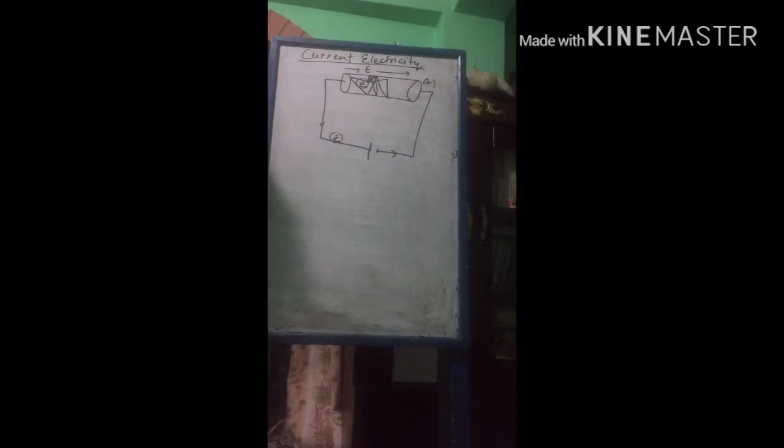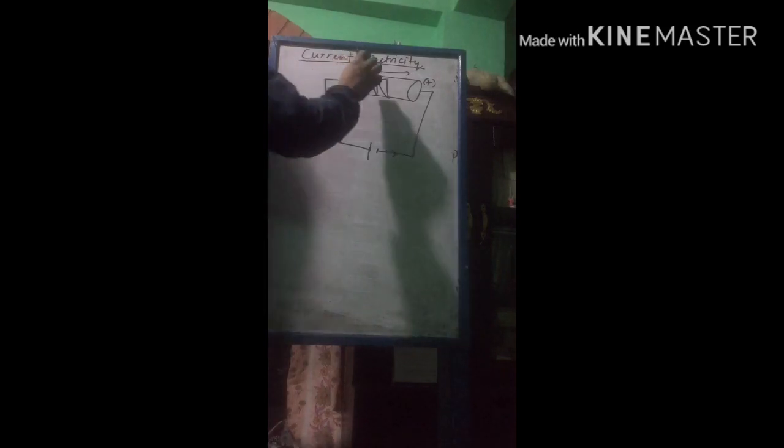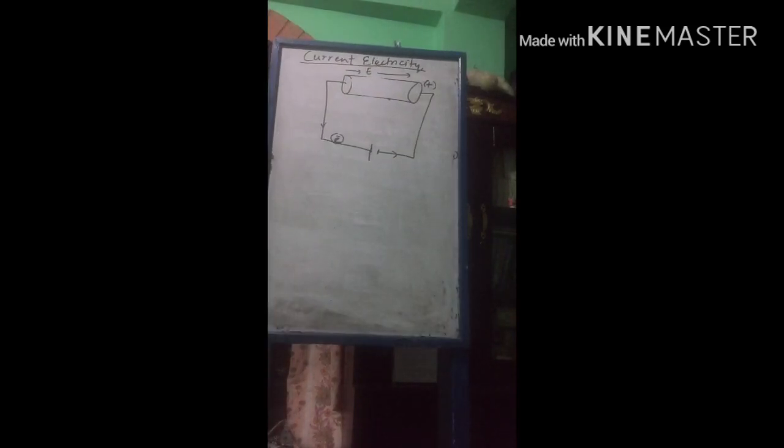What is electric current? Current is the rate of flow of charge, meaning flow of charge per unit time. How much charge has flown per unit time in a certain time, that is the current.